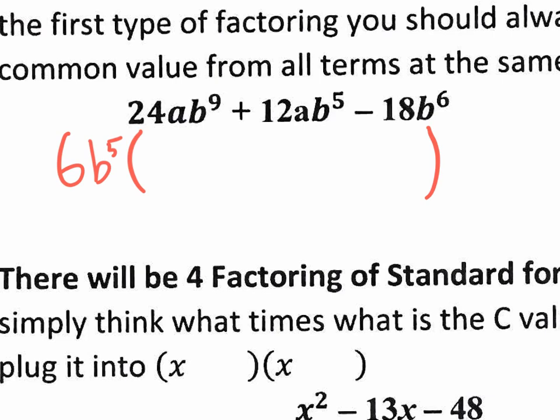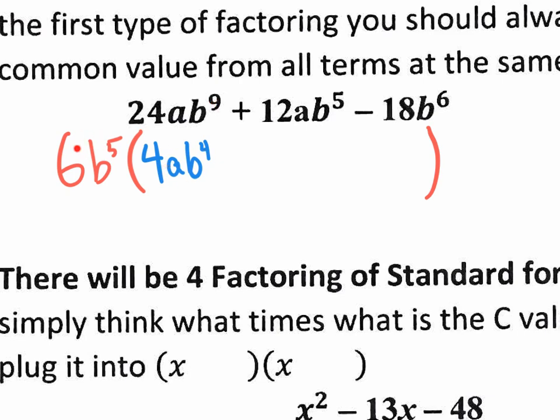Now, what would be left over on the inside? It's kind of like doing reverse distributive property. 6B to the 5th times what will get us this first term? Let's start with 6 times 4 is 24. So I'm going to put a 4 right here. And then B to the 5th times what will get us A, B to the 9th? Well, you definitely need an A right there, and you also need a B to the 4th. That way you could add the 5 plus 4, giving you the 9. So that's the first term.